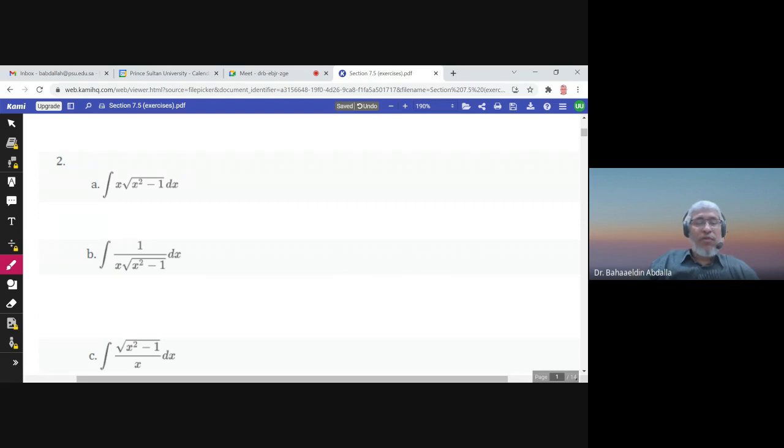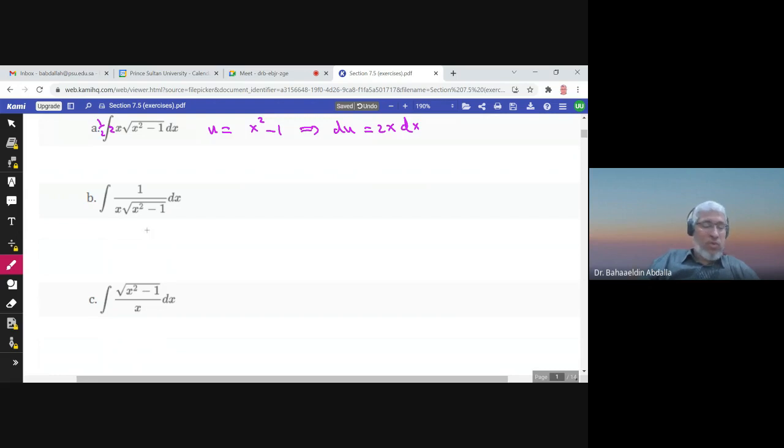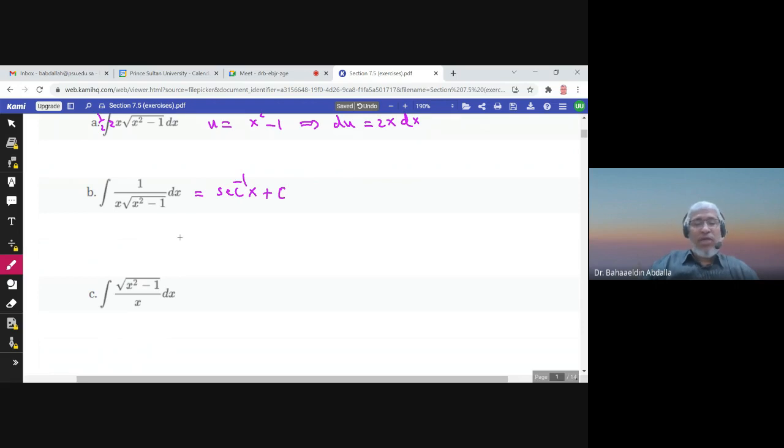Here, if you look at the first integral, again, if you take u equals x squared minus 1, then it's a usual substitution because du is 2x dx. So I need 2 here, half here, and I continue as usual. While part B, if you know the formula, this is in fact secant inverse of x plus c. Or if you don't know the formula, you can deal with it using section 7.3, trigonometric substitution.